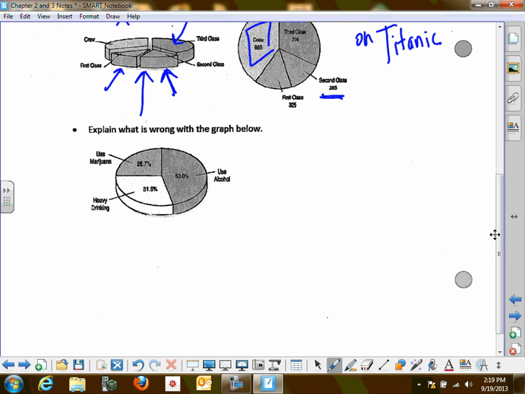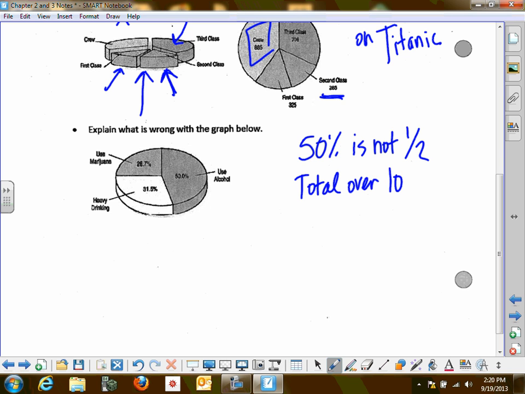There's several things. In fact, I know specifically two. What's wrong with this? Okay. First, 50% is not half of the graph. What else? Yeah, it totals over 100%. Okay, and that's a no-no on pie charts. A pie chart is a total of 100%. You cannot have more than 100% in a pie chart. If you have overlapping information, you have to draw a different type of picture. Okay? Not a pie chart.